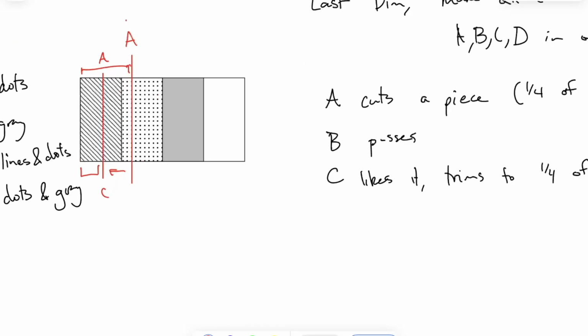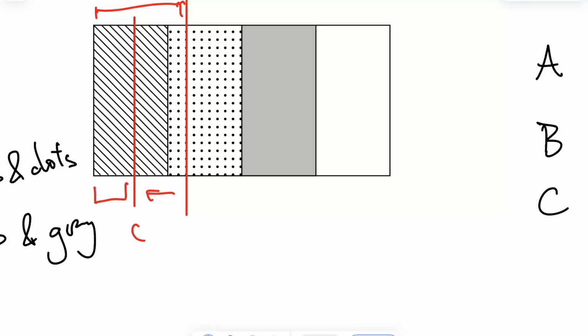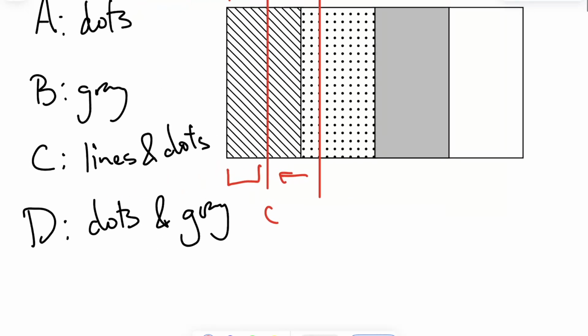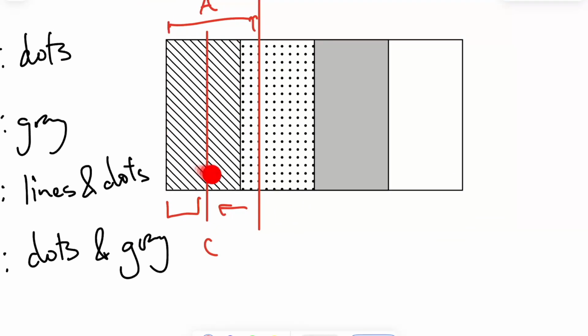I'm not sure. I cut more than 1/4 just of the lines region. Yes, that's what my question is about. I'm trying, because C likes the lines and the dots, to cut 1/4 of this entire region, which is the lines and the dots. Okay, I see. It amounts to 1/2 of the lines region, but that's because it's, yeah.